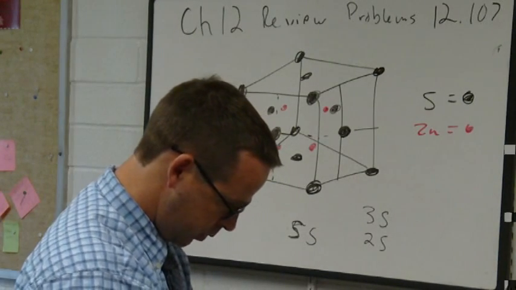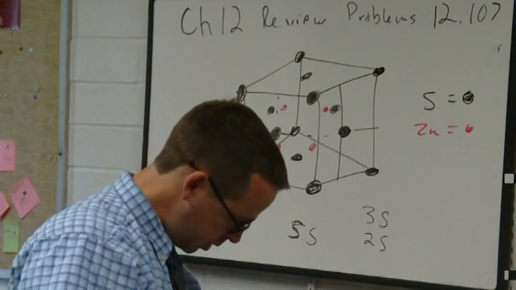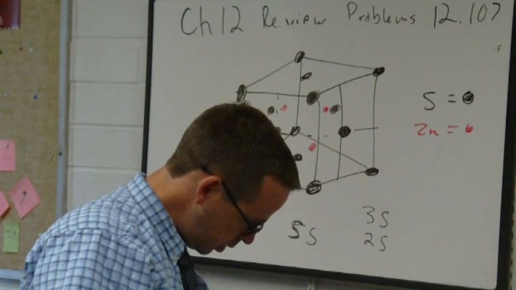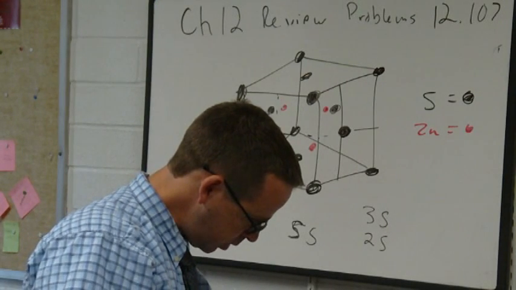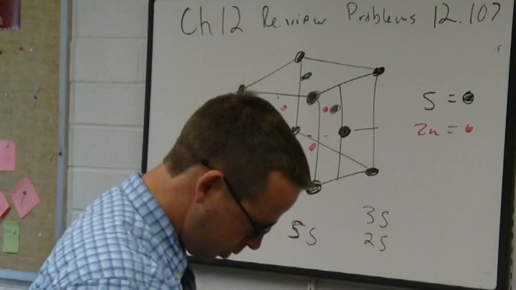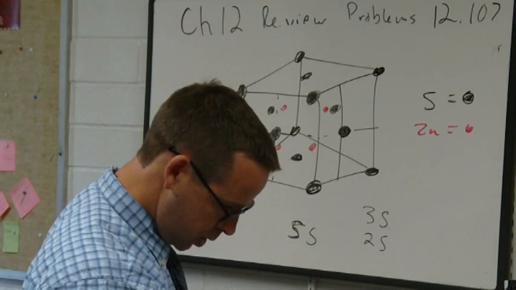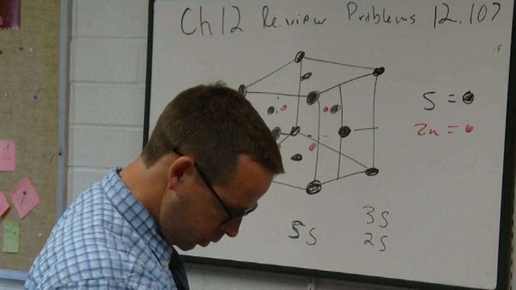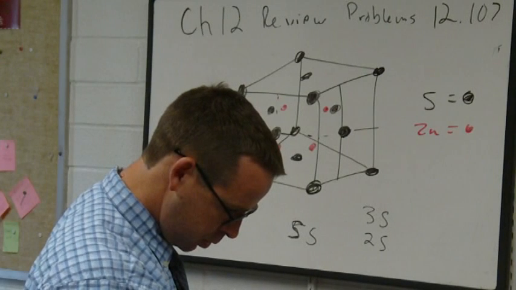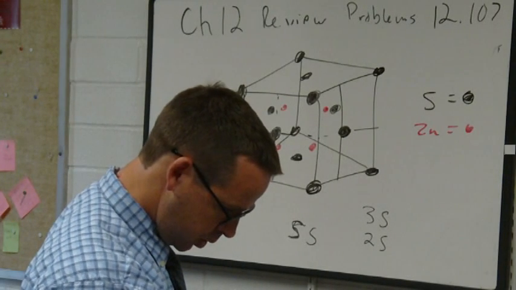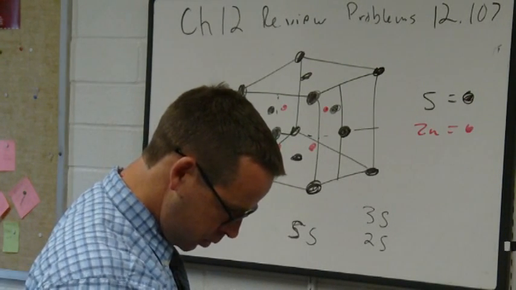Okay, so that's the zinc fluoride, 12107. Let's see what they say. Oh, this is 12109. Oh, they said we only have 4 sulfurs. 1, 2, 3. That's 1, 2, 3, 4, 3, 4, 5.